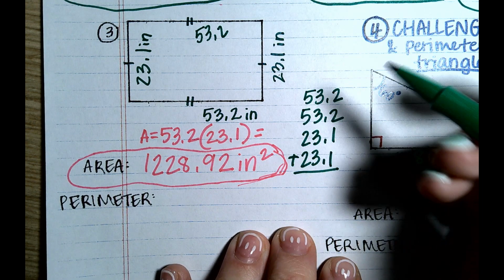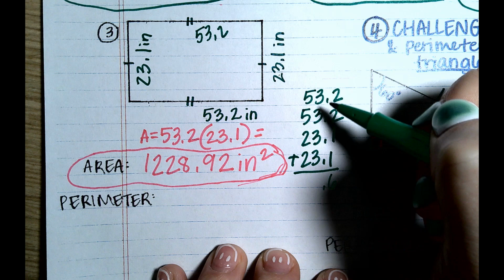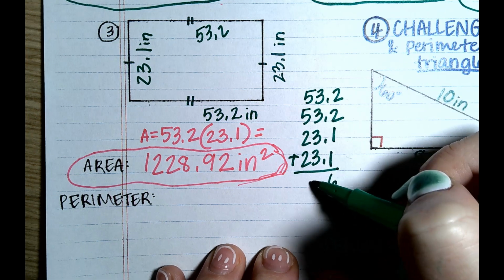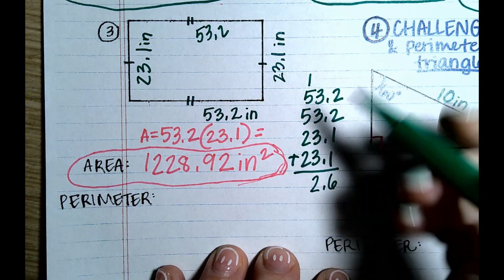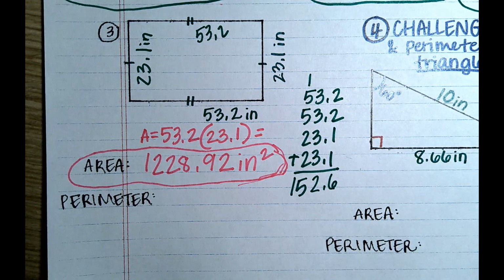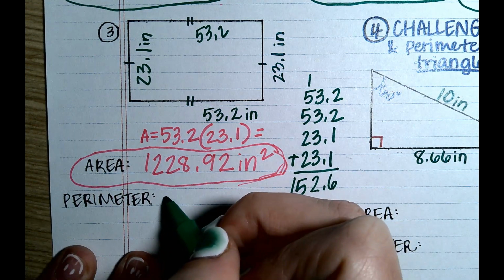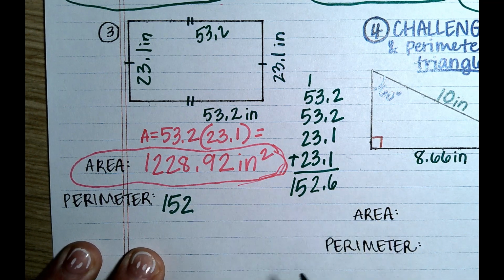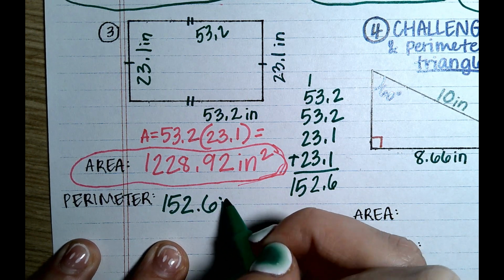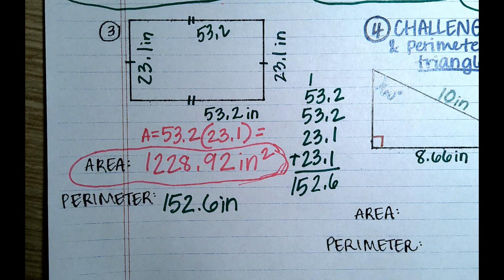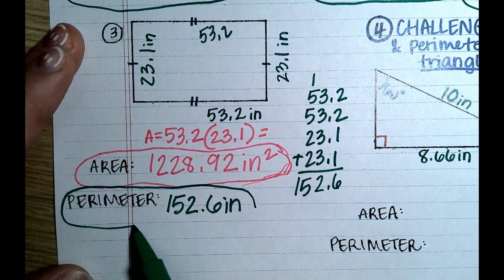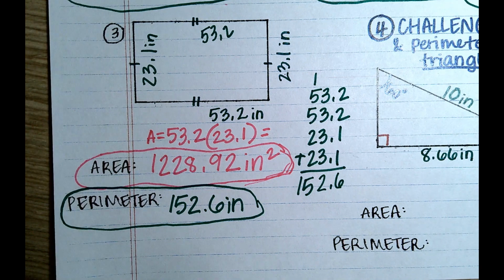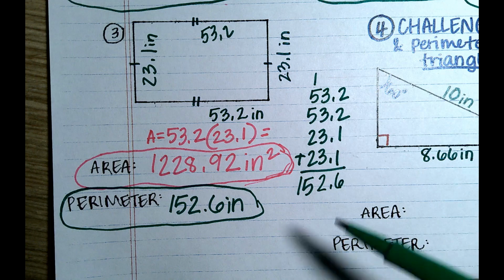Let's see. 2, 4, 5, 6. 3, 6, 9, 12, 5, 10, 11, 12, 13, 14, 15. 152.6 inches. Yes, ma'am. Okay, so that's our perimeter. Did anybody find the perimeter using a different method? Or did everybody just add all 4 sides?